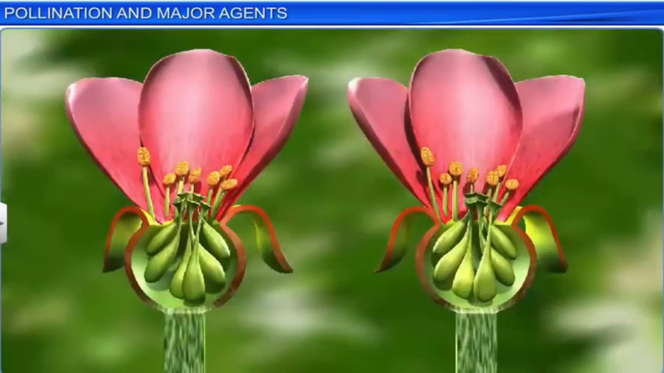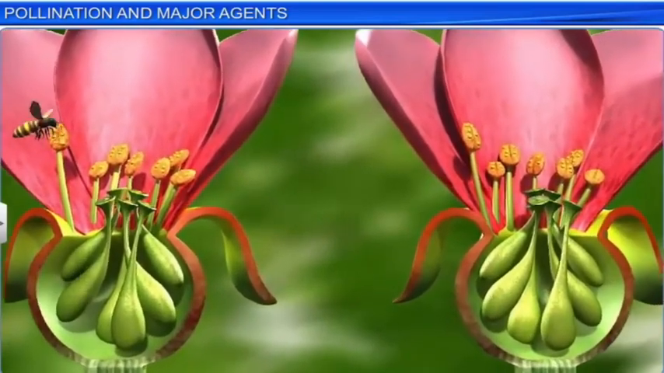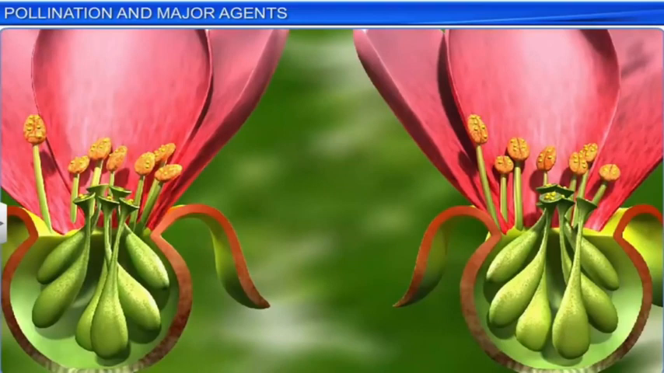When a pollinating agent comes in contact with the anther, its body gets covered in a coat of sticky pollen grains. When the agent sits on another flower to suck the nectar, the pollen present on its body comes into contact with the stigma, thus completing the process of pollination.